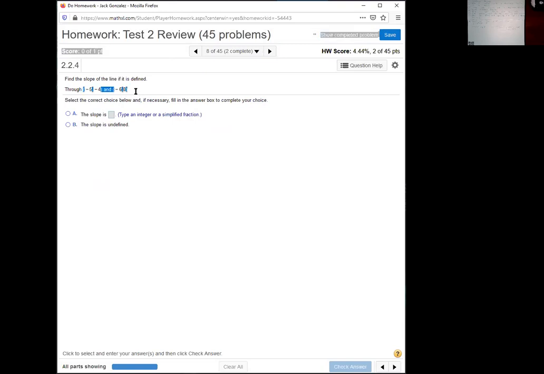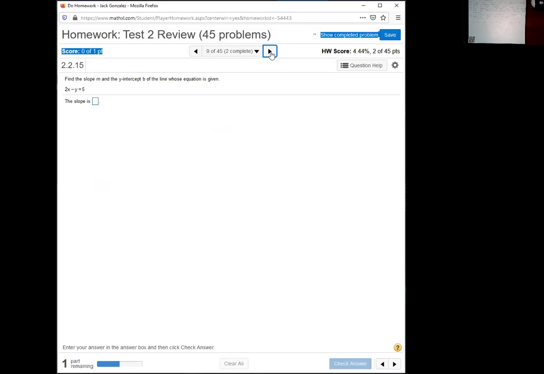Are you guys comfortable finding the slope? Otherwise, I'll keep going. Something else for the next question. Let's go with cool slope. Skip to the next one. On number 9, go ahead and do this one. Write it down. 2x minus y is equal to 5.